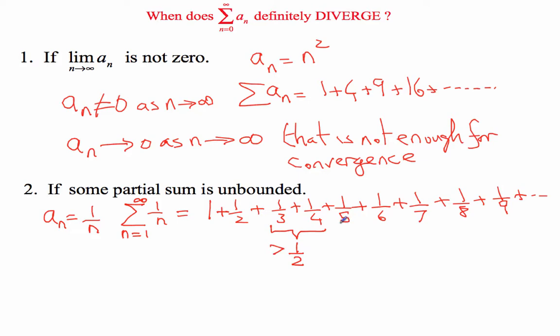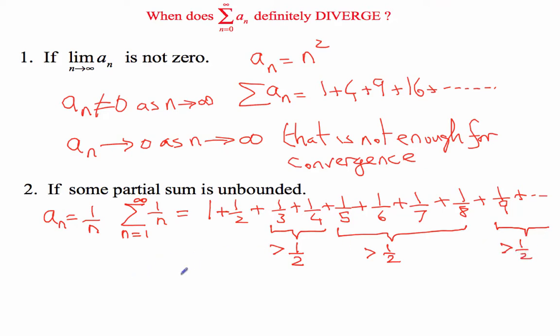Let me take the next few terms. Let me take from here up till here. And so that's 4 terms. One of these is 1/8. The others are bigger. So this is certainly bigger than 4 into 1 over 8, which is a half. And now if I had space over here, I would have again gotten something that's bigger than a half.